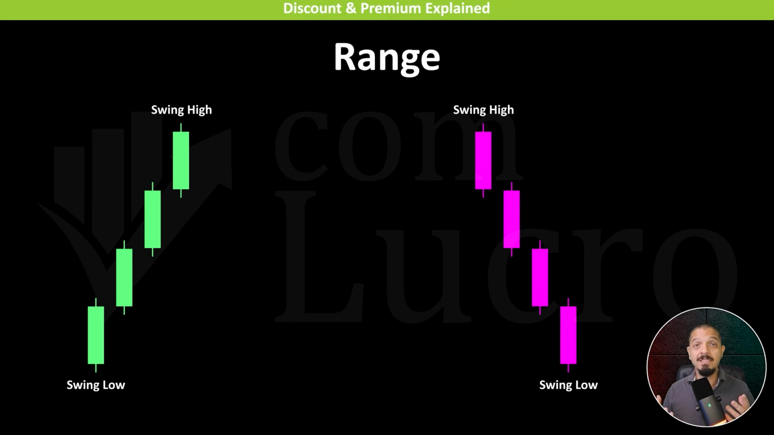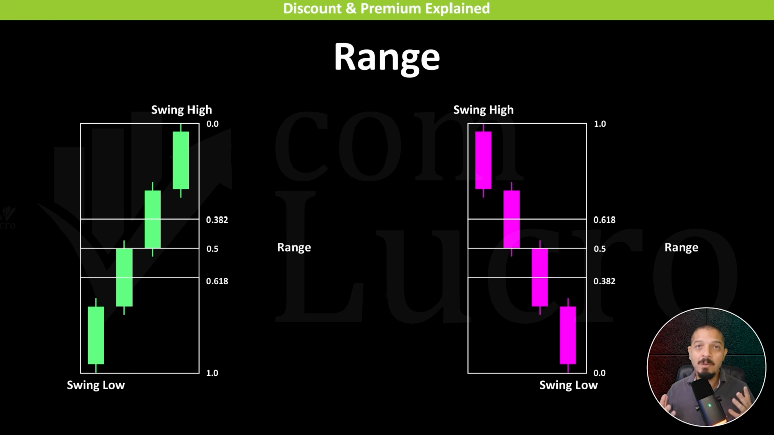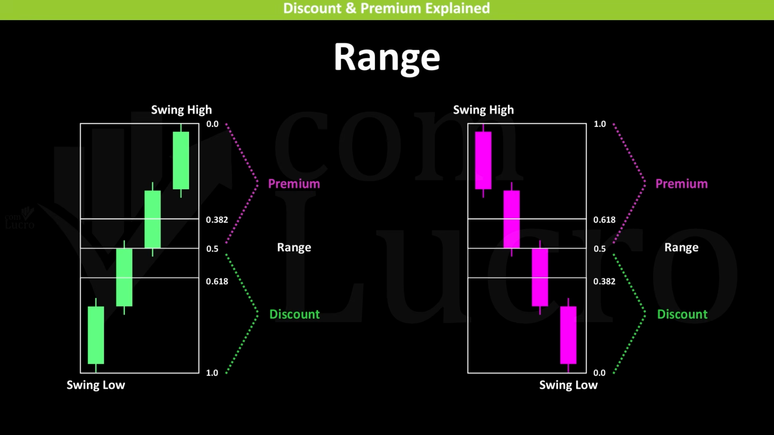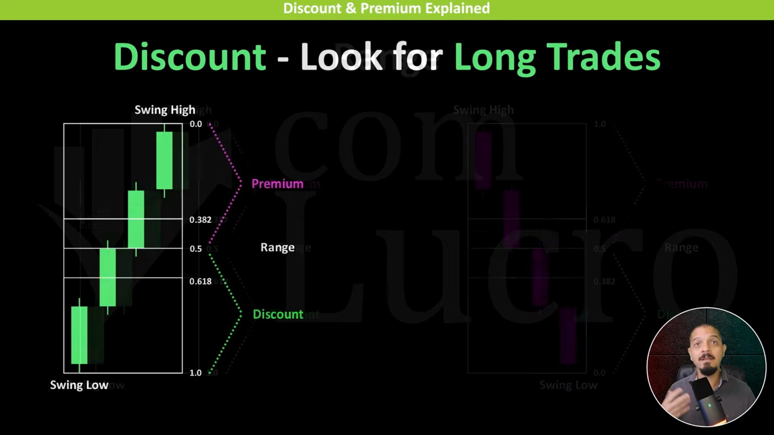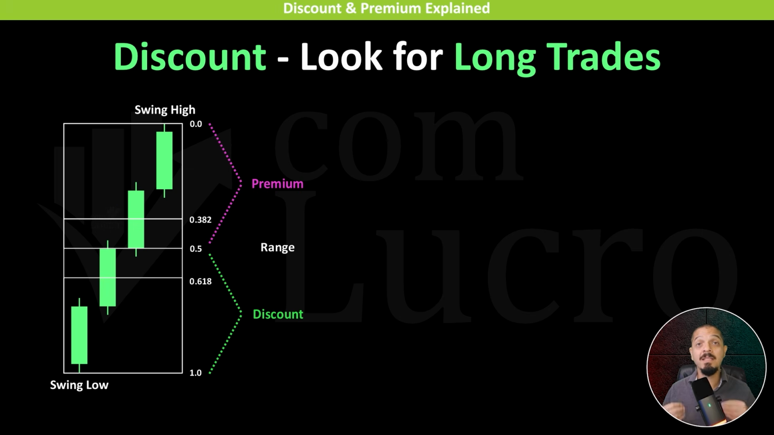What is discount and premium in the ICT method, and why does it matter for how price is analyzed and traded within a range? When analyzing price within the ICT framework, one important concept quickly becomes clear. Price does not offer the same opportunity at all levels of a range, and context always matters. This observation naturally leads us to the idea of discount and premium as a way to frame price location more effectively.